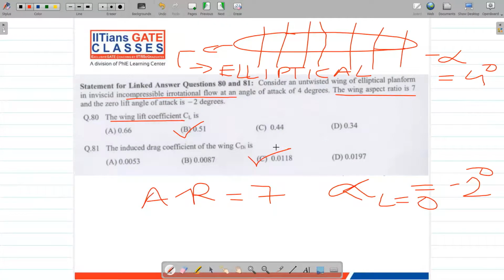So using just the elliptical distribution special case of lifting line theory formulas, we have in fact solved both these problems, and it's extremely easy. It might look like a problem which might be difficult to solve, but it's extremely easy once you understand what they're asking.